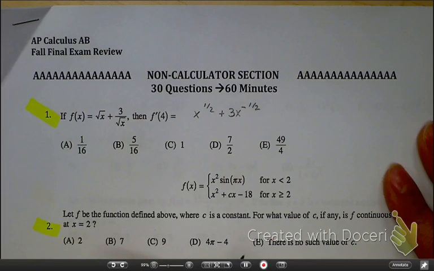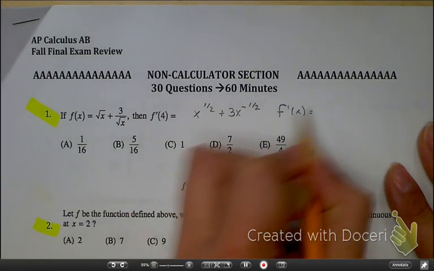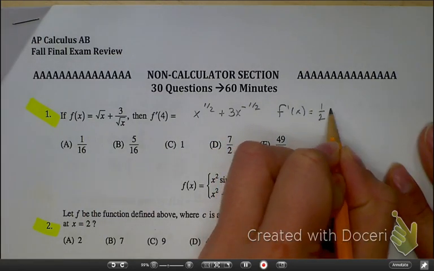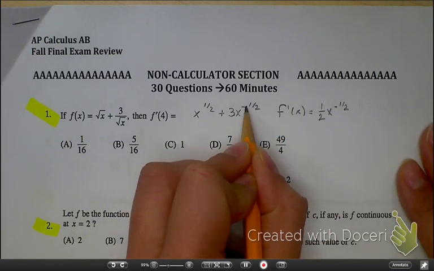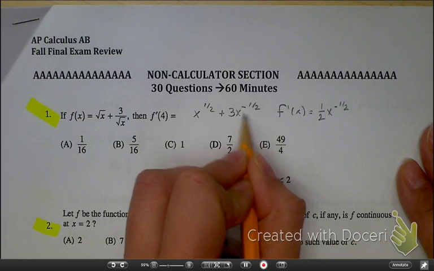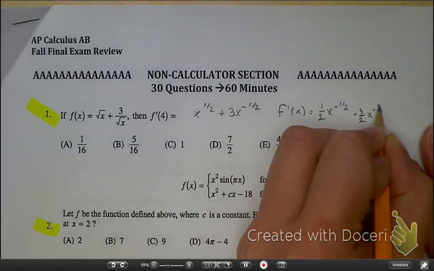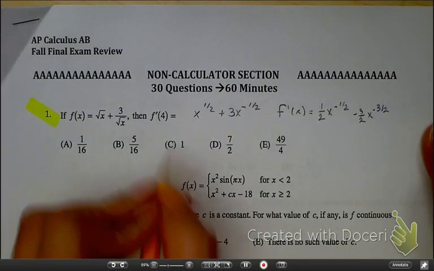So if we go ahead and take the derivative now, f prime of x is equal to, for the first one, 1/2 x to the negative 1/2. For the second one, that would be negative 3/2 x to the negative 3/2, because when I subtract 1 from negative 1/2, negative 1/2 minus 1 is negative 3/2. So now I can evaluate at 4.